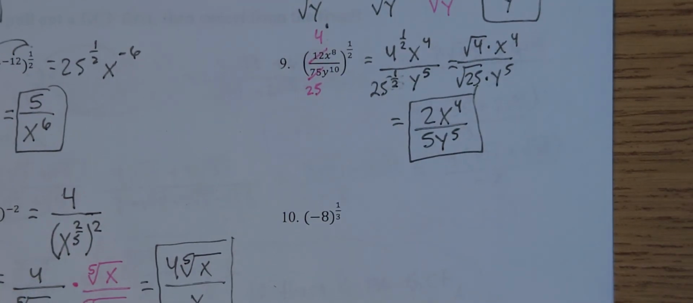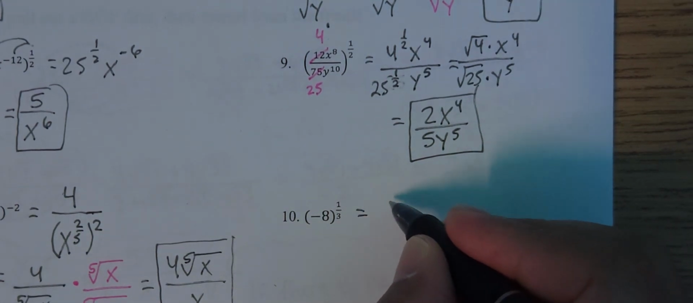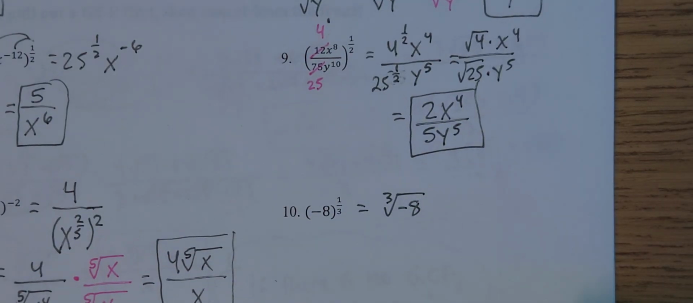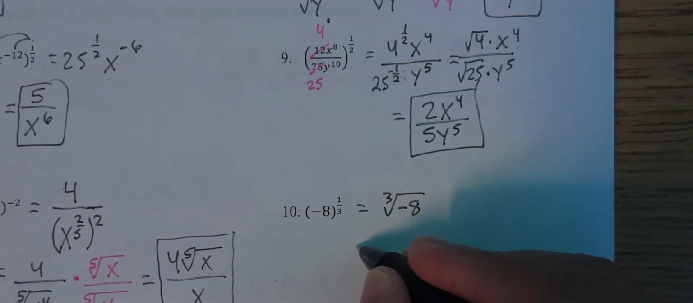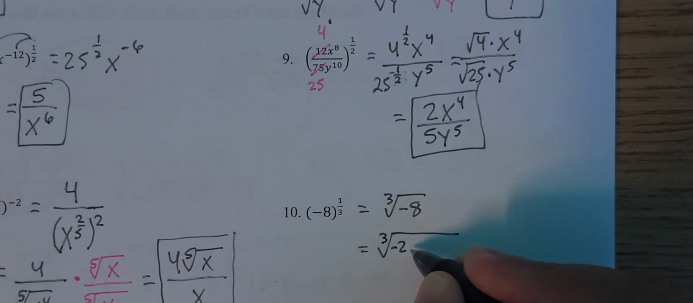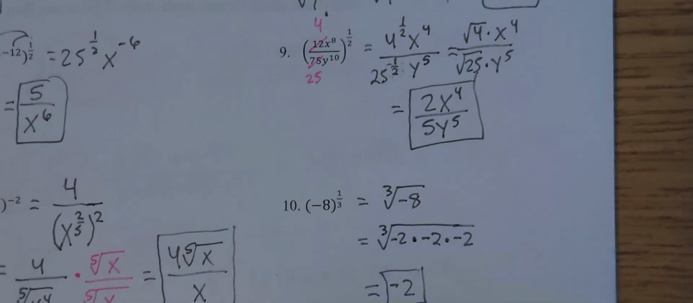Last example. What if you have negative 8 to the 1/3? That's the cube root of negative 8, because the index is 3. We've done this in class before, you might not remember. This is the same as the cube root of negative 2 times negative 2 times negative 2. Since we have 3 2's, we can take a 2 out. So the cube root of negative 8 is negative 2, and that's the answer to this one.